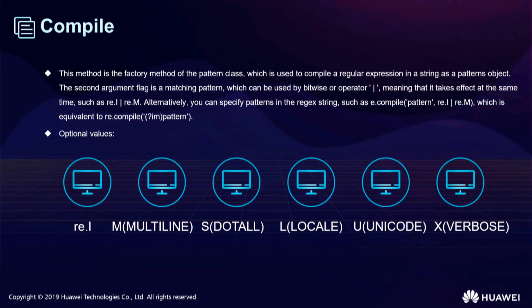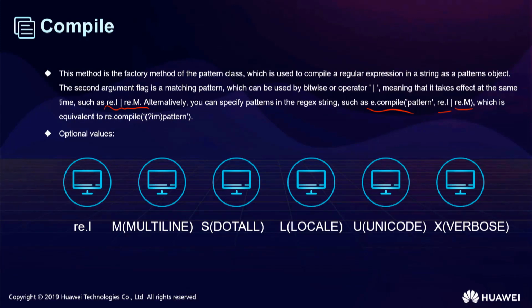The second argument, flag, is the matching pattern, which can be combined using the bitwise OR operator, meaning that it takes effect at the same time, such as re.I | re.S and re.M. Alternately, you can specify the pattern in the string itself, such as (?i), (?s), (?m), which is equivalent to re.compile with these patterns.